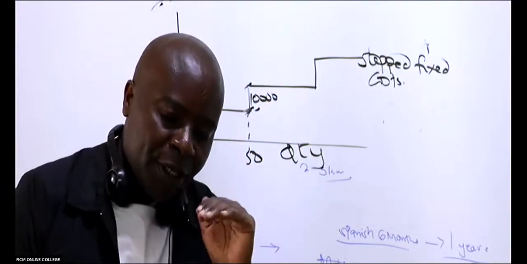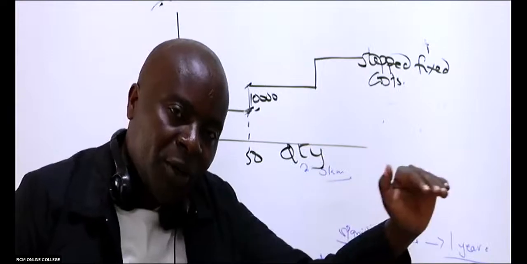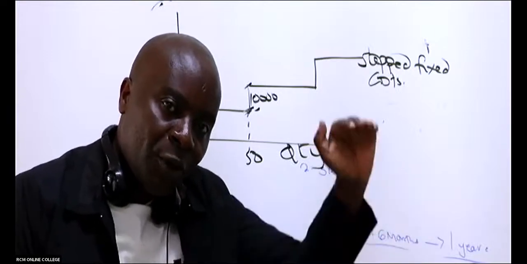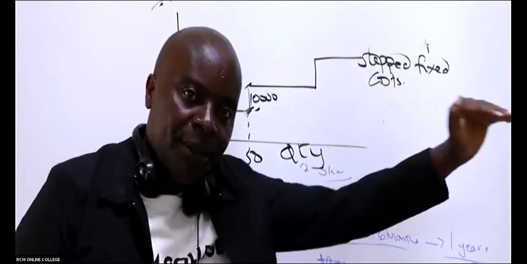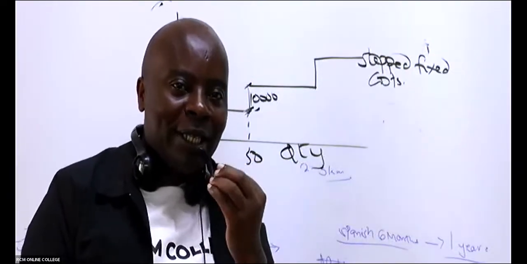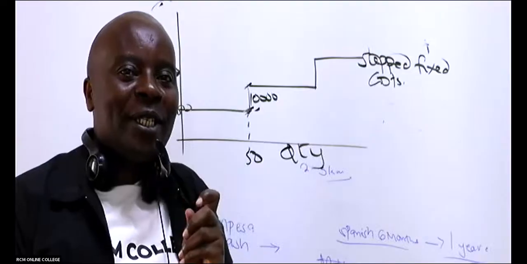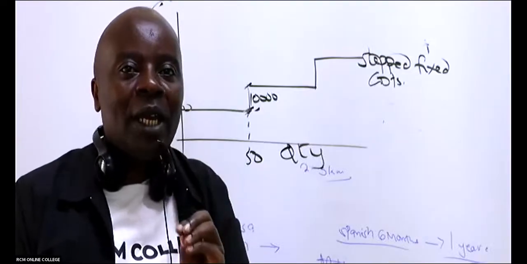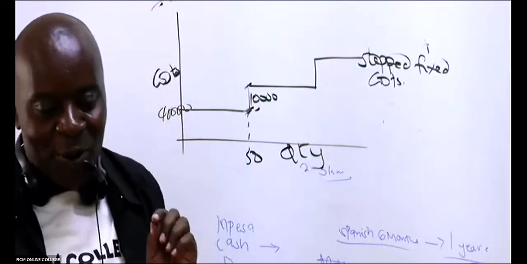So stepped fixed costs are those costs that remain constant for some time, beyond which they increase in lump sums and then remain constant again, like that. Most importantly, you should be able to pick something that you can use in your exam explanation. So can I go to something different?